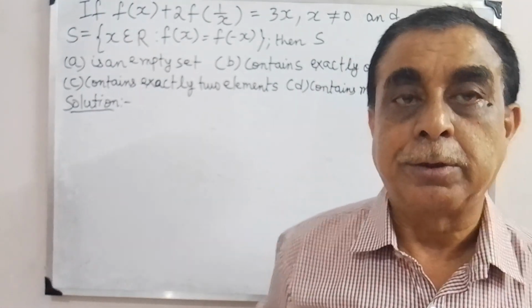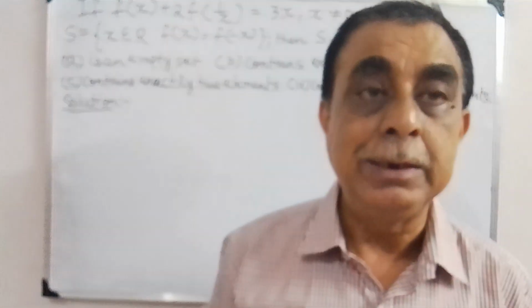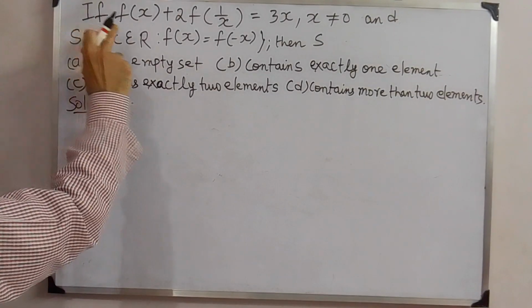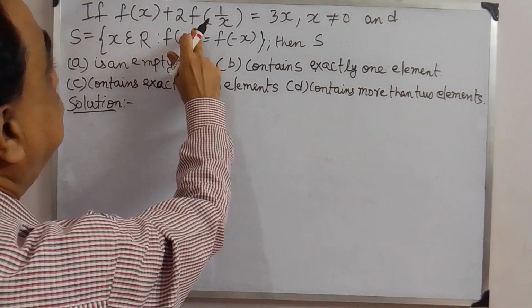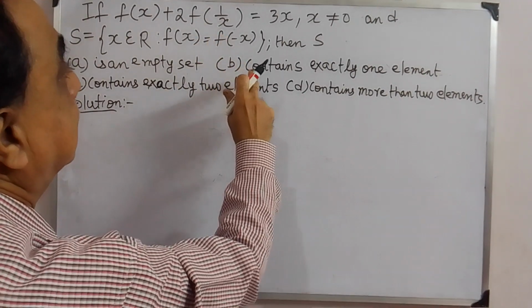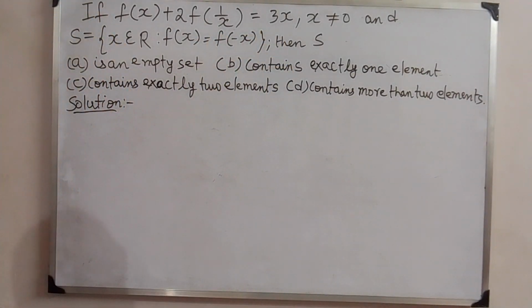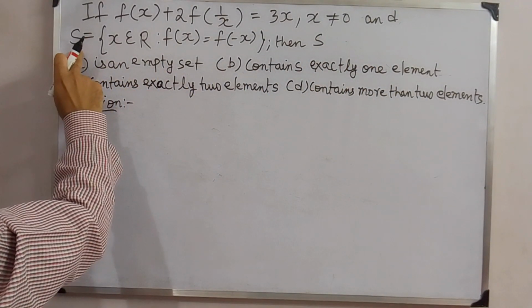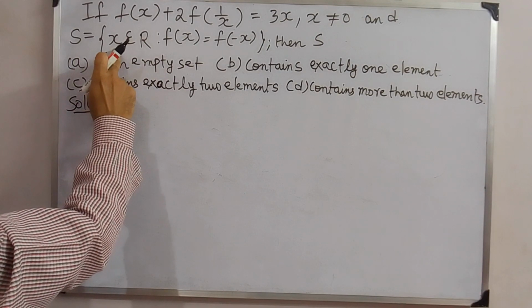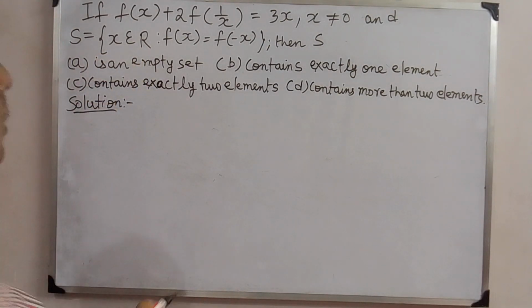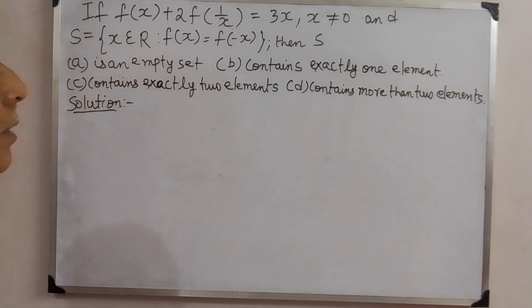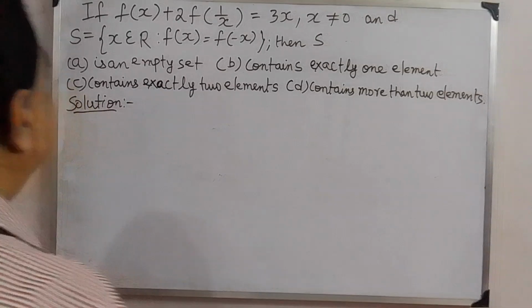Today we are doing a sum from JEE Mains 2016. The sum reads like this. If f(x) + 2f(1/x) = 3x and x is not equal to 0, and S is a set whose elements are x, elements of real numbers, such that f(x) = f(-x), then S.